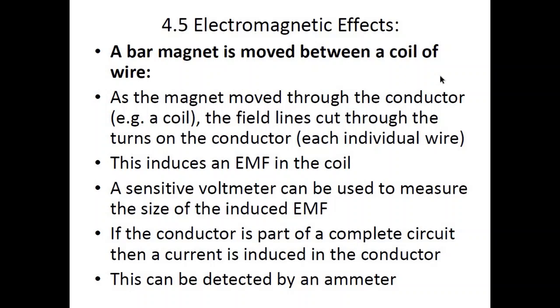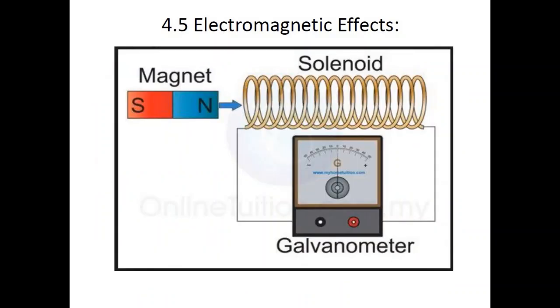If the conductor is part of a complete circuit, then a current is induced in the conductor, meaning whatever load you have connected to the circuit would light up. This can be detected by an ammeter, and this would be the setup for that. Now over here a galvanometer is shown. As I have previously mentioned as well, a galvanometer is simply an ammeter that can detect the very slightest change in current as well.